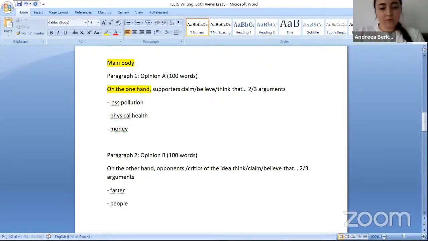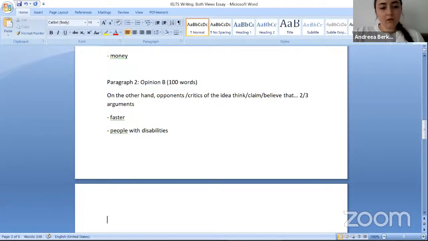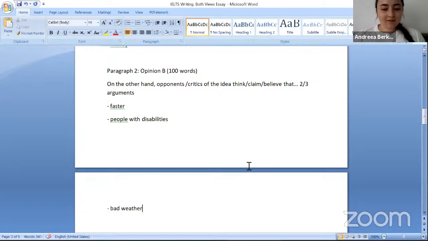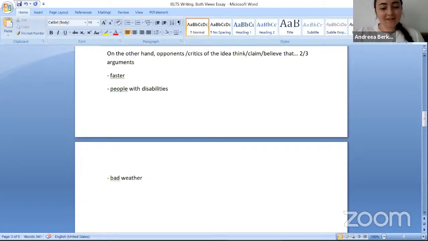Okay, people with disabilities, that cannot ride a bike, of course. Even bad weather, can we consider that? Yes. Bad weather, sure. Okay, there are more users to start with. Yes, a great number of users and so on.